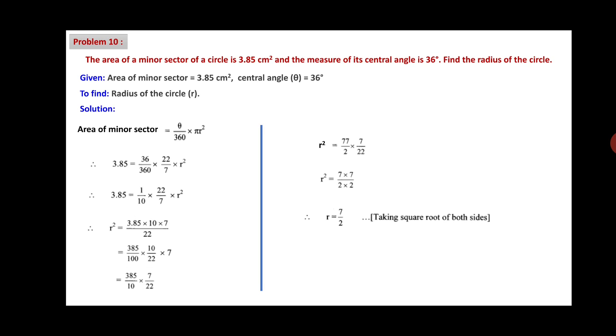Therefore, r is equal to 7 by 2, taking square root on both sides. R is equal to 3.5 centimeter. So, the radius of the circle is 3.5 centimeter.